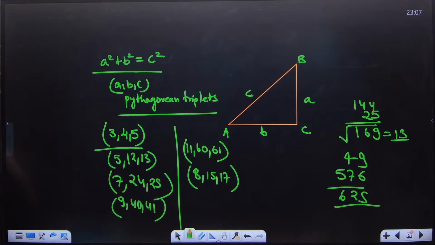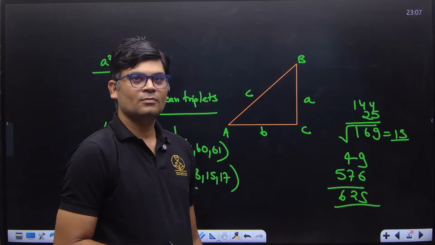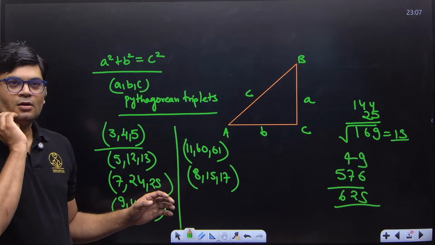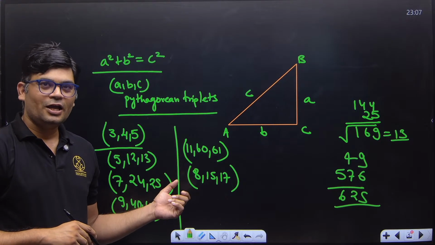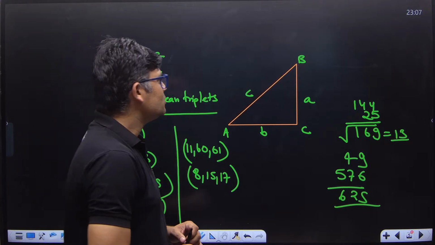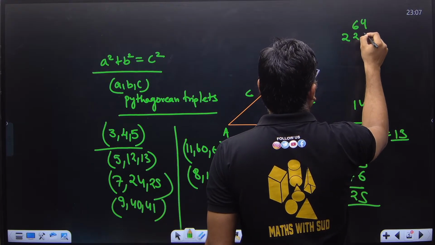How come there's only one even number? So this is different. This is an exception that I am showing. 8, 15 and 17 is also a Pythagoras triplet. What is 8 square? 64. What is 15 square?